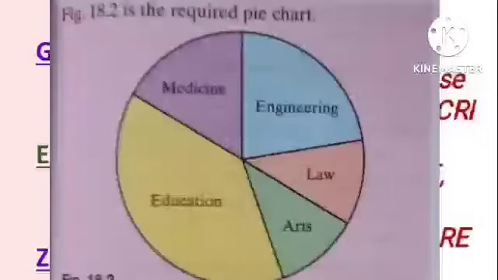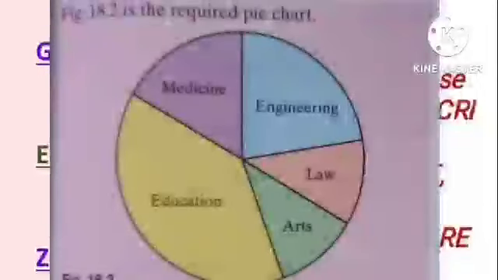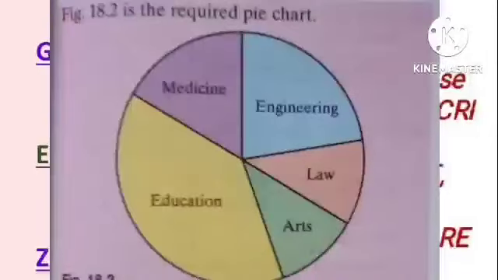You can see that we have the pie charts drawn here, and we have different colors for the different sectorial angles. So for example, in the first case, we have the color of light yellow for education, light purple for medicine, then engineering, then law, and then art. So this is how a pie chart works if you are drawing it using a software.